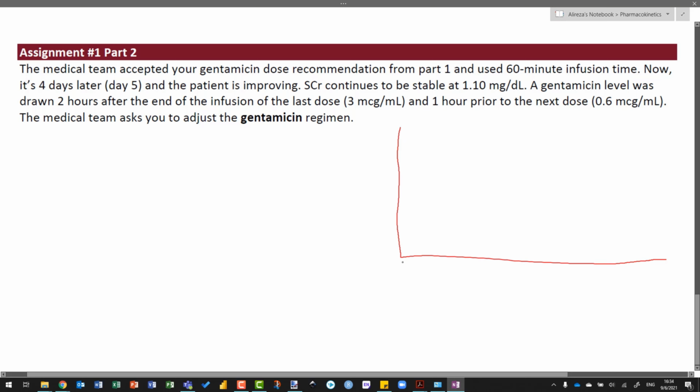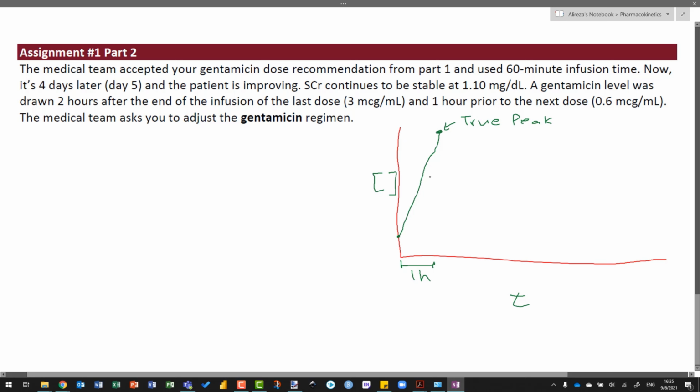So basically, the true peak is 1 hour after infusion. On the x-axis we're looking at time, and on the y-axis gentamicin plasma concentration. Let's say it was a 60-minute infusion. At the end of infusion you get your true peak. And whatever the trough was, that's basically what we start with, right?